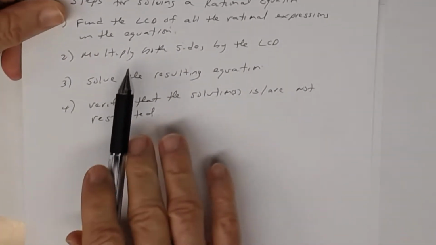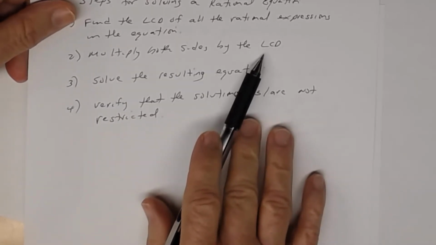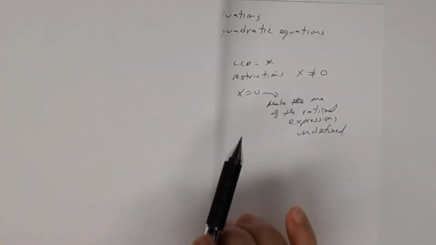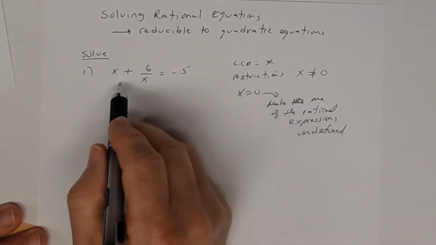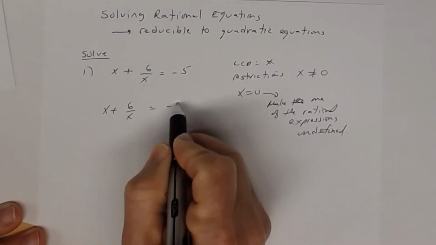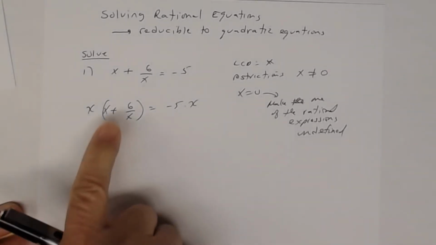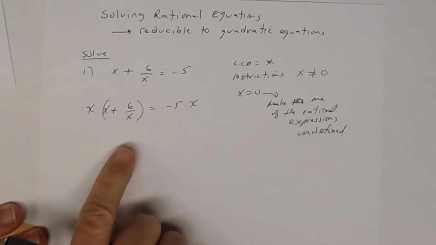Step 2. We're going to multiply both sides by the LCD. Remember the reason for that. The reason for multiplying both sides by the LCD is to clear the fractions. So my LCD is x, right? So I'm going to go ahead and rewrite this over. I get x plus 6 divided by x equal -5. So multiply both sides by x. What you do to the left, you do to the right.